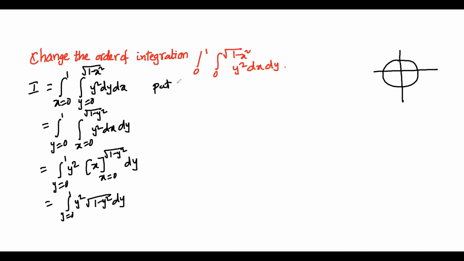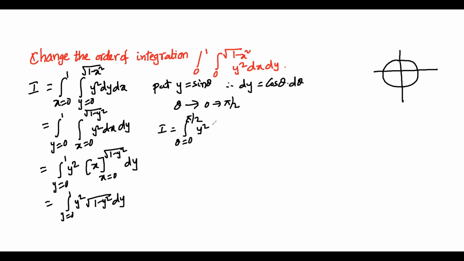So put y is equal to sine theta. Therefore dy is equal to cos theta into d theta. Cos theta into d theta. But now this theta varies from 0 to pi by 2. Therefore I is equal to integral theta is equal to 0 to pi by 2.